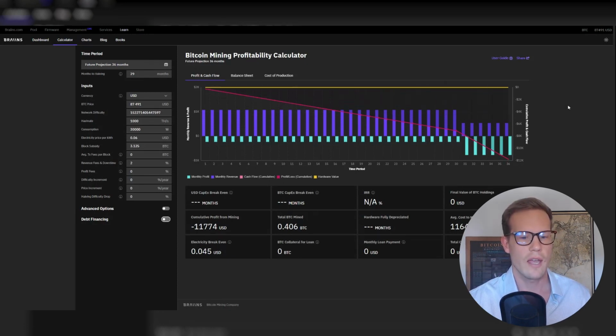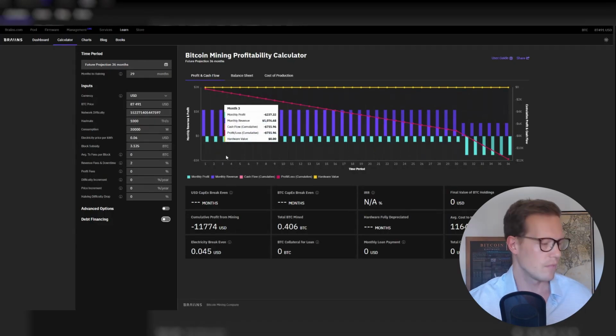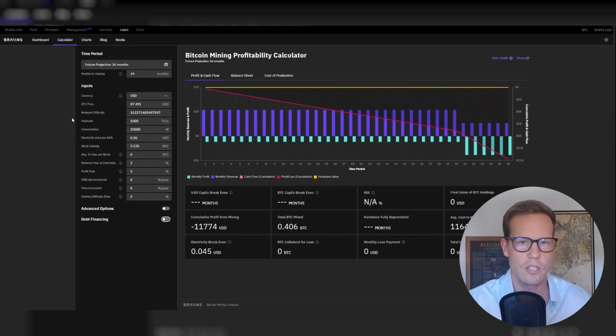So you have a very detailed dashboard here. On the left, you do all your inputs, and on the right side, you can see what the results are over a certain time period, with a little dashboard underneath that shows you all the financial indications of your investment decisions or your calculations when it comes to mining, right?